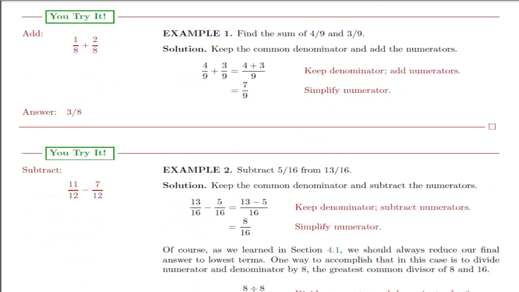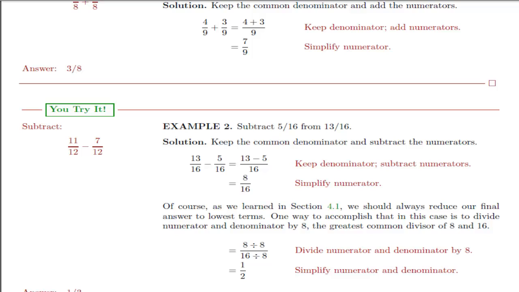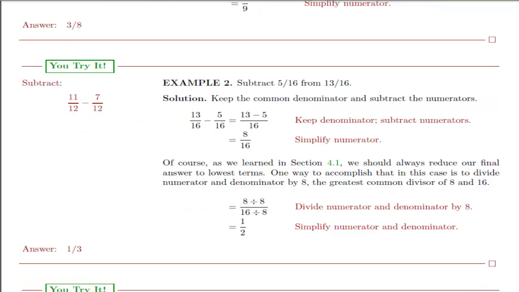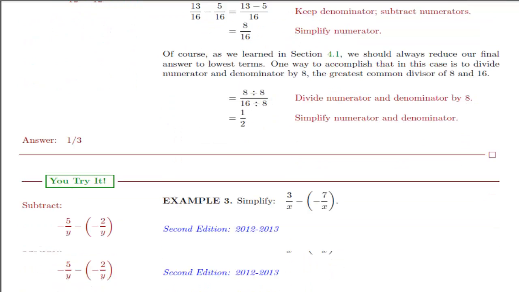Example 2. Subtract 5/16 from 13/16. Solution. Keep the common denominator and subtract the numerators. So in the numerator, 13 minus 5 is 8, so the result is 8/16. Of course, as we learned in section 4.1, we should always reduce our final answer to lowest terms. One way to accomplish that, in this case, is divide numerator and denominator by 8, the greatest common divisor of 8 and 16. So in the numerator, 8 divided by 8 is 1, and in the denominator, 16 divided by 8 is 2, so we're left with 1/2.